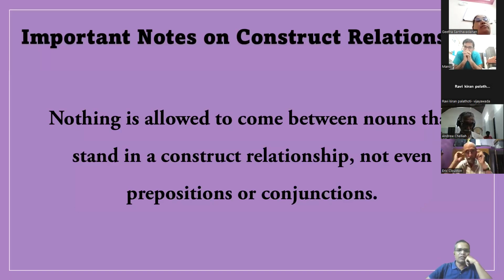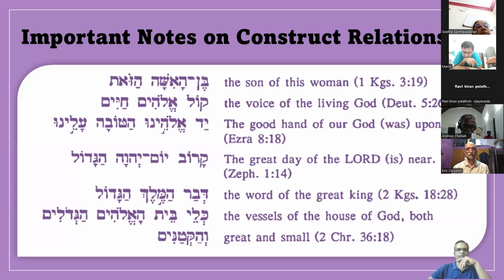So nothing is allowed to come between nouns that stand in a construct state relationship, not even a preposition or conjunction. But here you see the preposition lamed is placed in order to make sure that the definite article will not be translated. Otherwise, you will not see anything appearing between the construct noun and the absolute noun. Ben ha-isha hazot, the son of this woman.